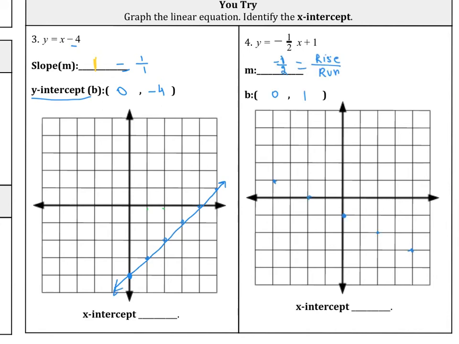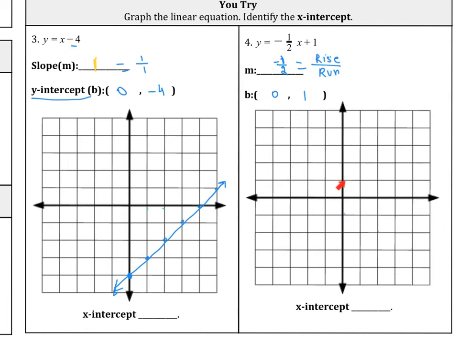Problem number 4, y equals negative 1 over 2 x plus 1. Here your slope is going to be negative 1 over 2 and your y-intercept is 1. You always start the graph from the y-intercept, that is going to be 0 comma 1. So that's going to be this point right here. That's where you're going to start the graph from.